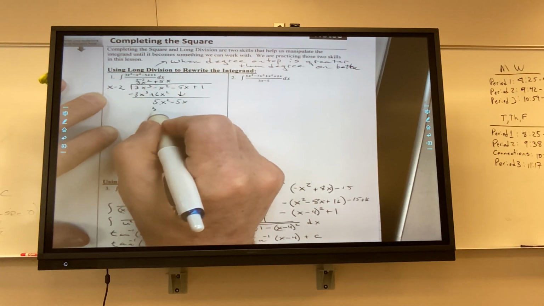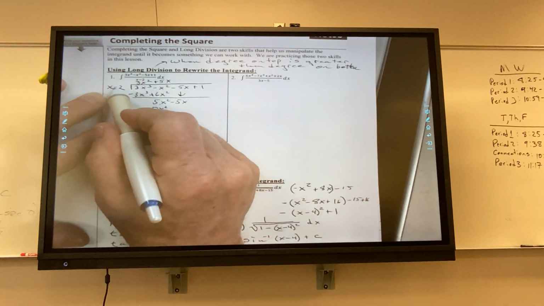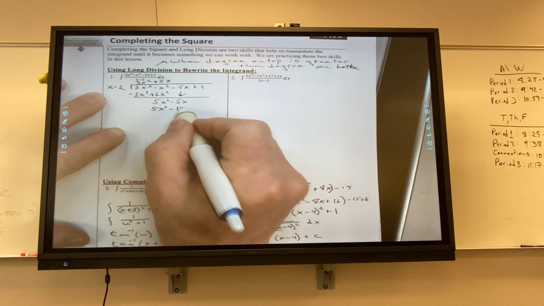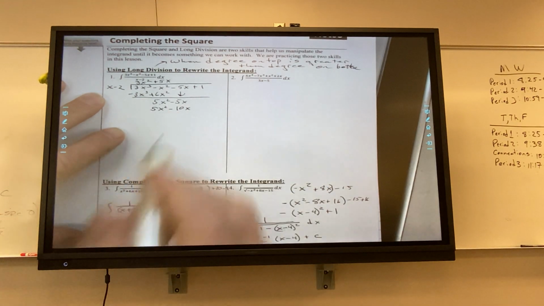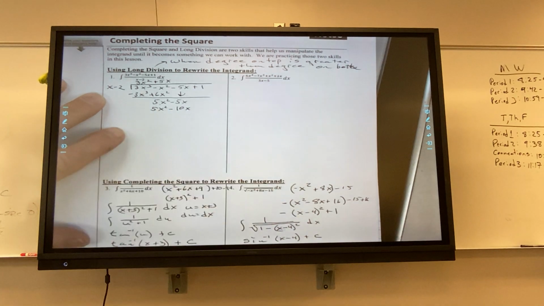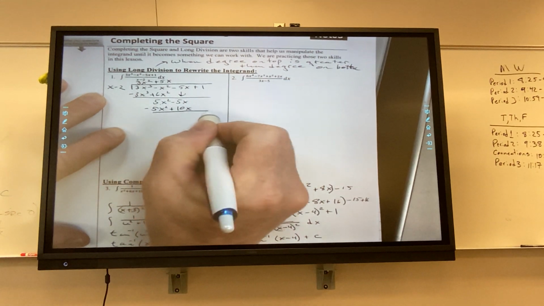Then when I take that 5x times a negative 2, what do I get, Ben? Negative 10x. So I make sure that these two are the same sign, okay? Now is when I change the signs and add them. So I get 5x plus 1.